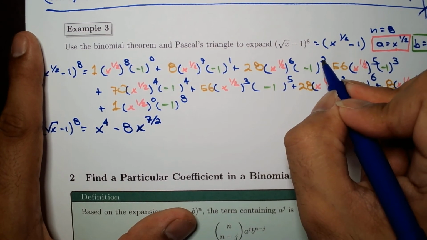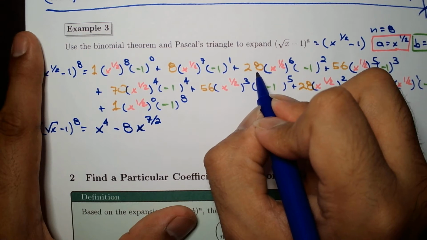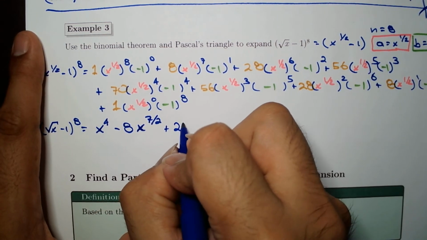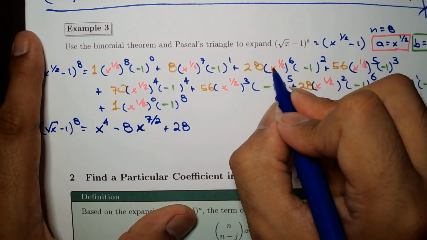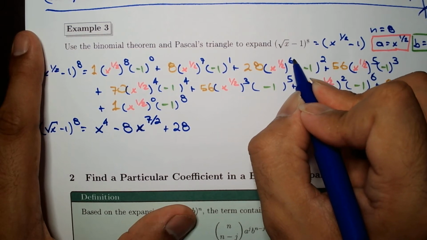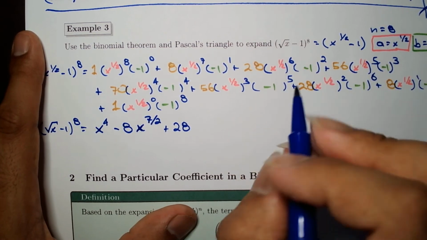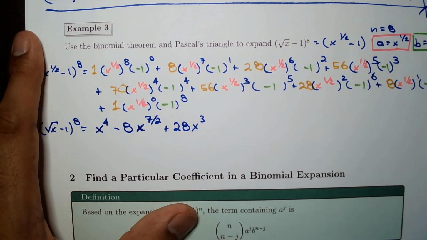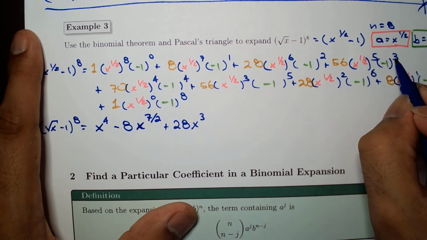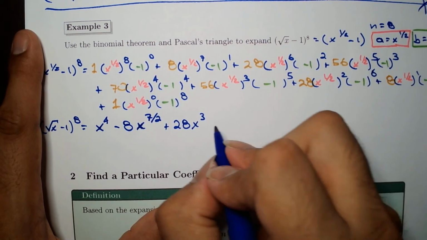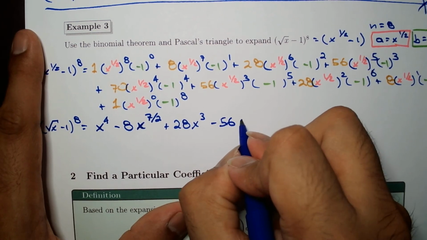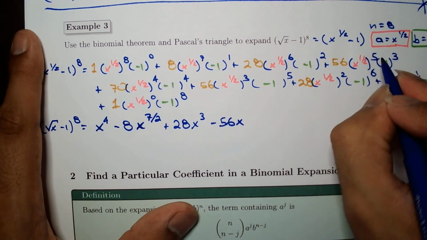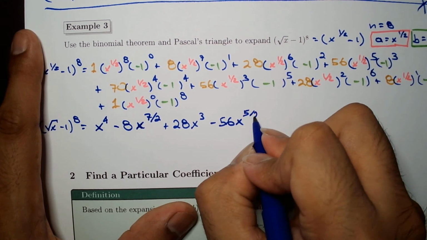Negative 1 squared is positive 1 times 28, that's plus 28. And then x to the 1/2 to the 6th. Multiply the powers, 6 times a half, that's x to the 3rd. Negative 1 to the 3rd is negative 1 times 56, that's a negative 56. x to the 1/2 times 5, that's simply 5/2.